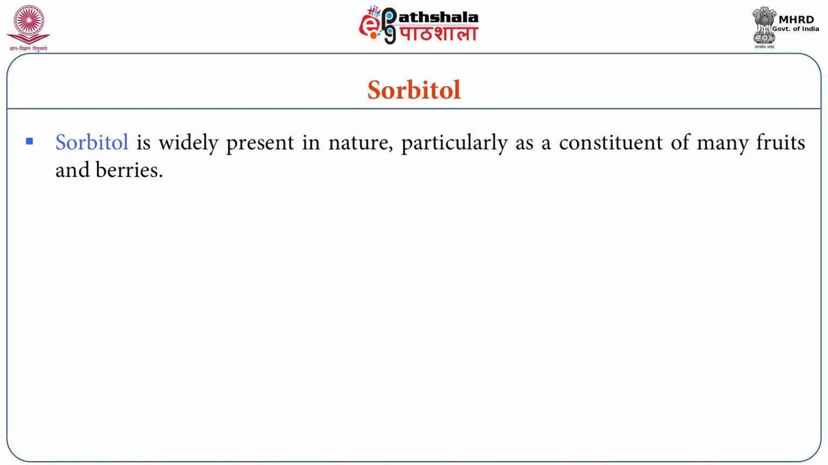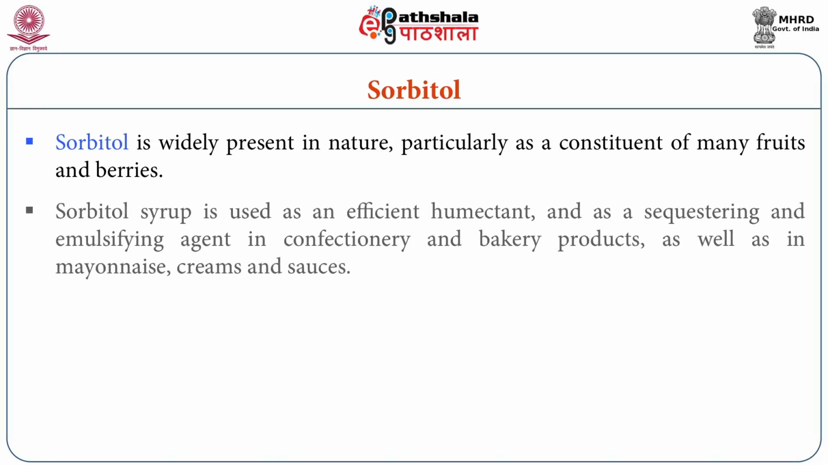The important humectant is sorbitol. It is widely present in nature, particularly as a constituent of many fruits and berries. Sorbitol syrup is also used as an efficient humectant and as a sequestering and emulsifying agent in confectionery and bakery products as well as mayonnaises, creams and sausages.